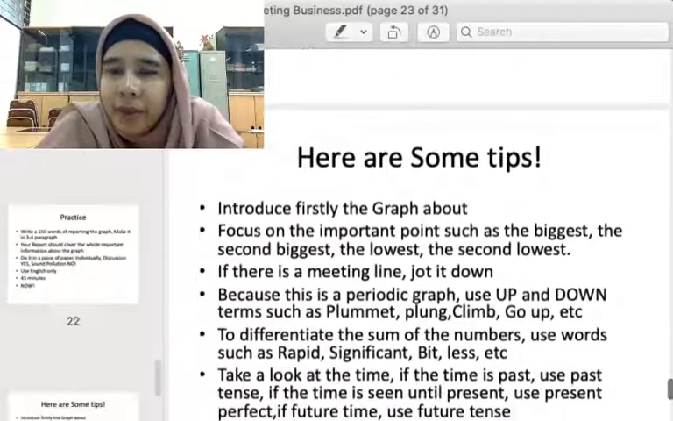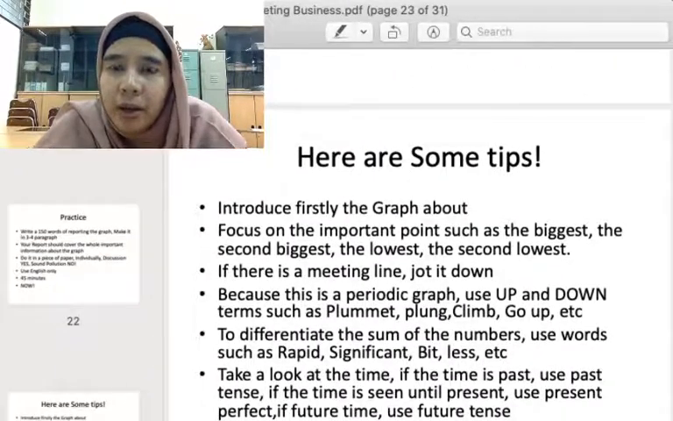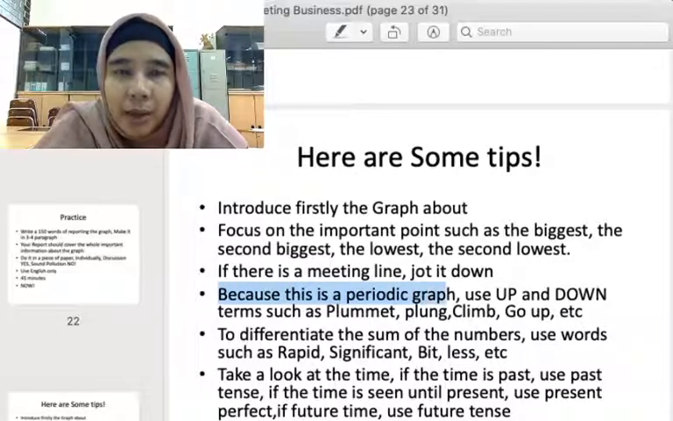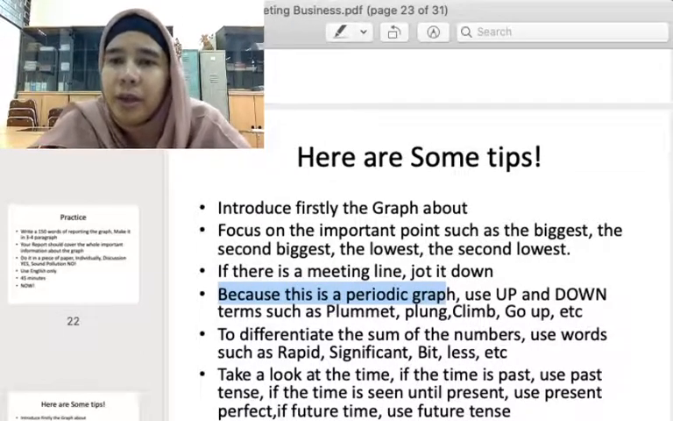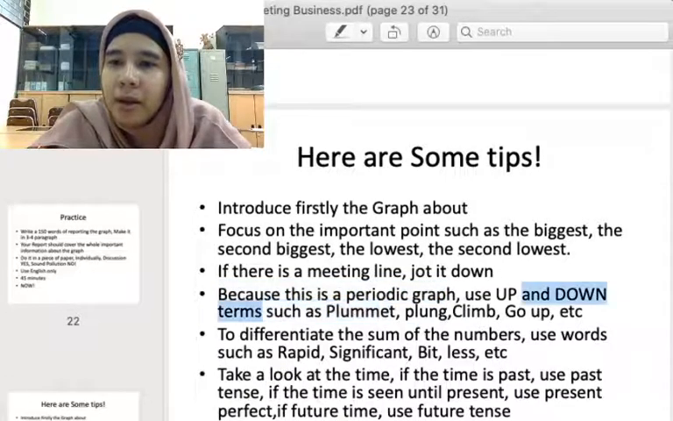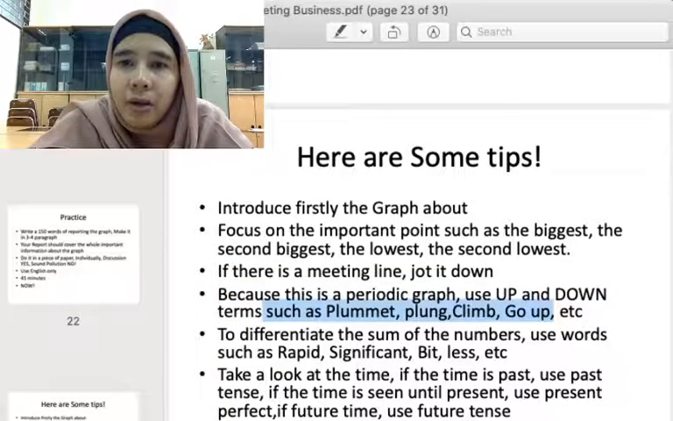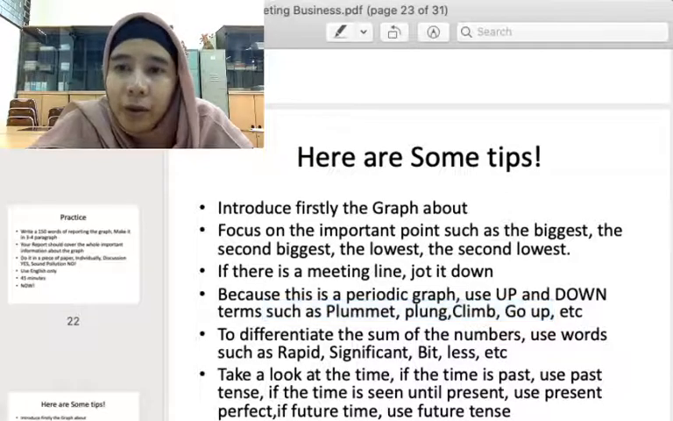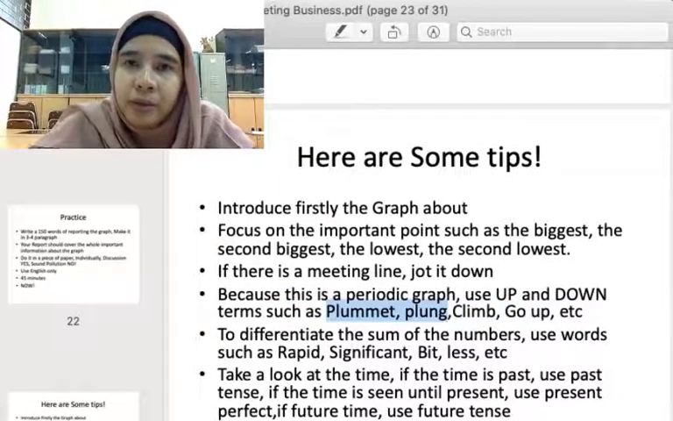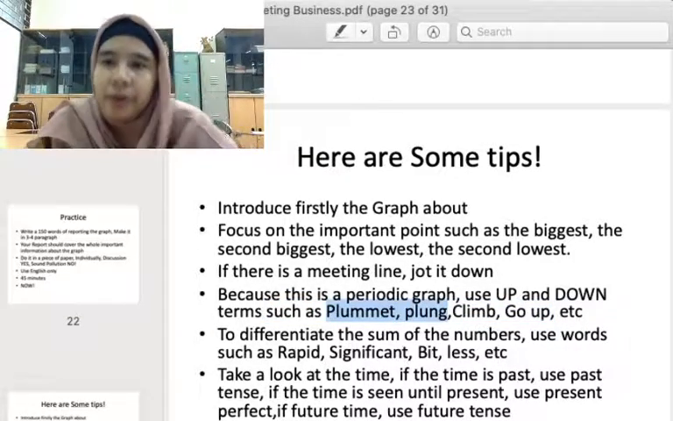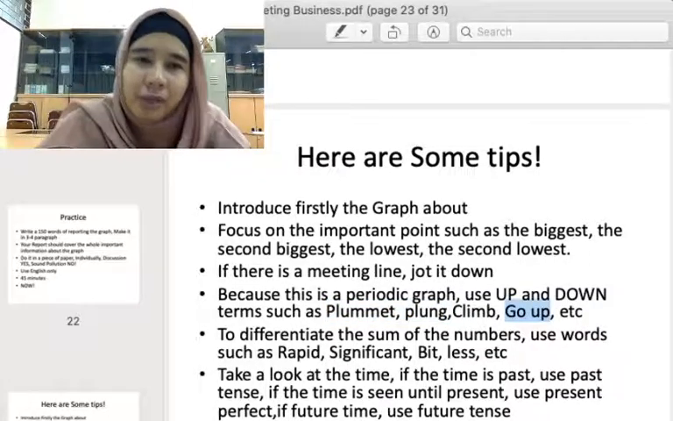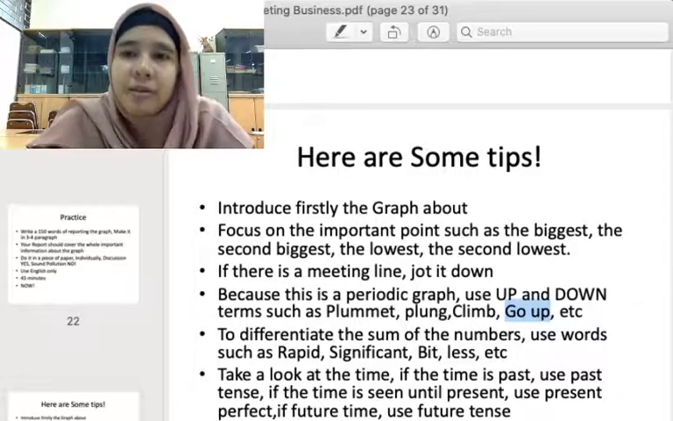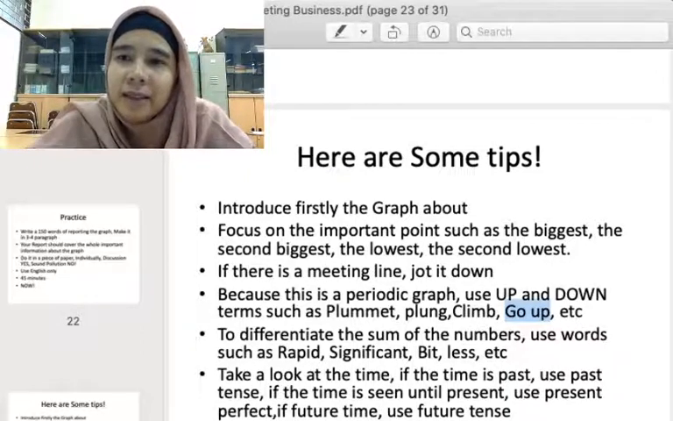Okay. Next, because this is a periodic graph, maksudnya grafik periodik, bulan ke bulan, use up and down terminology such as plummet, plunged, climb, go up and go down. Plummet sama plunge itu sama, artinya terjun. Climb itu menanjak, go up itu naik. You can use increase or decrease, but use something which is more sophisticated than increase dan decrease.